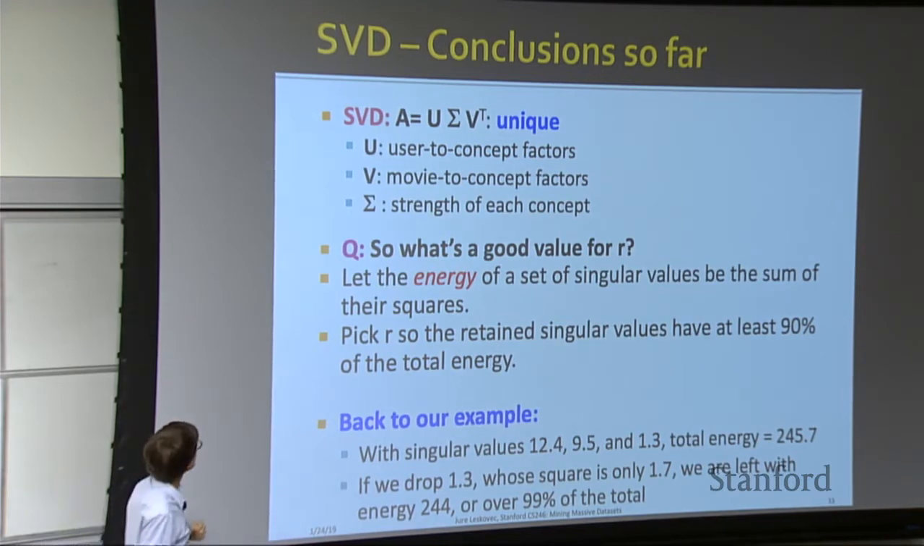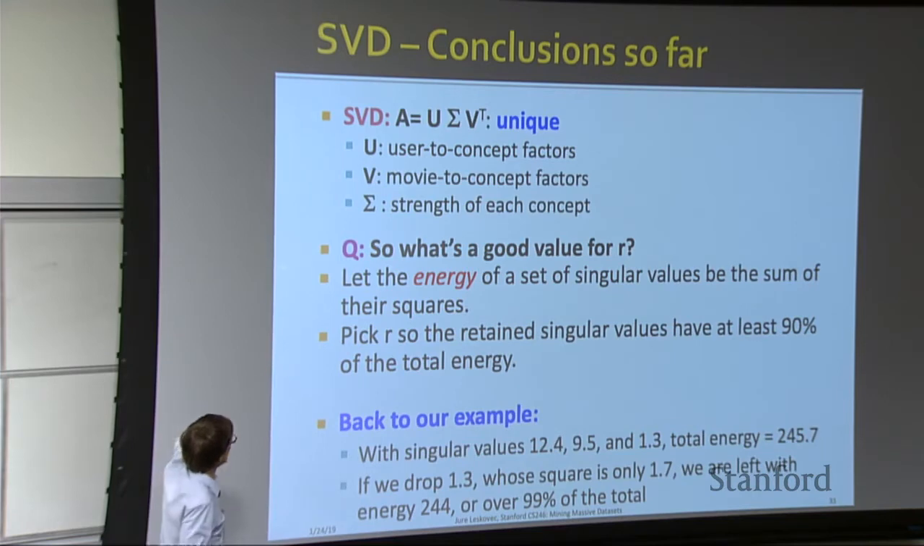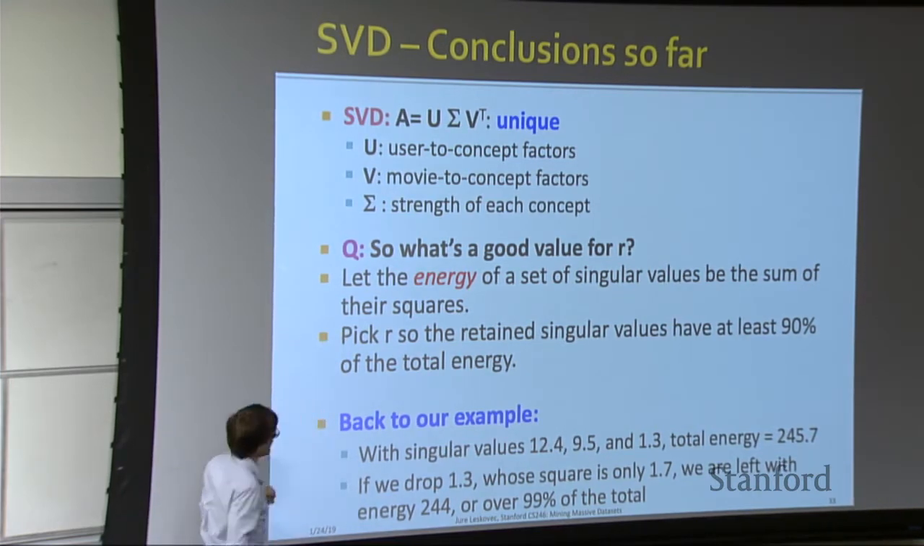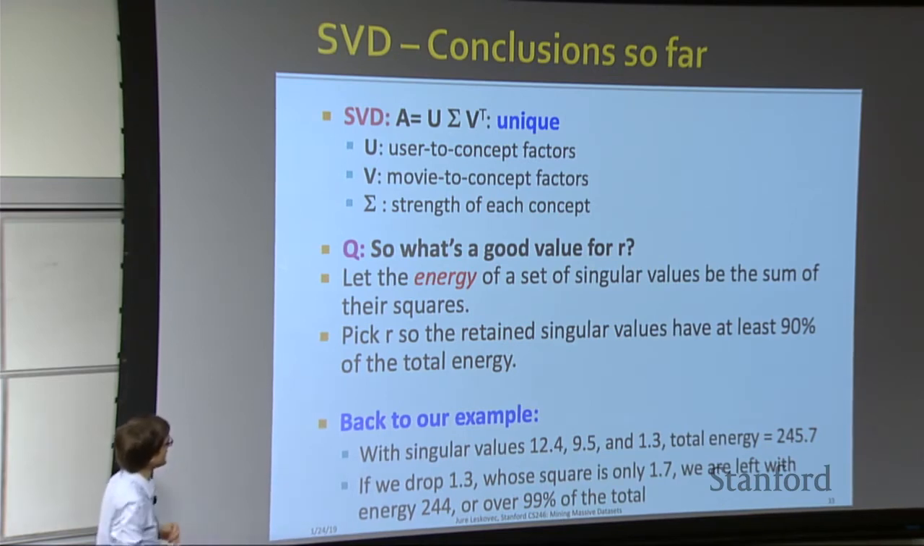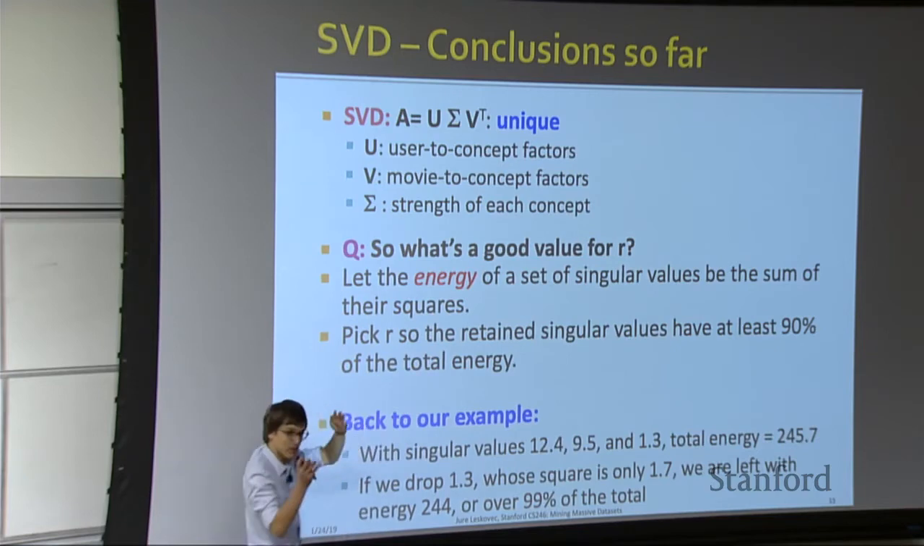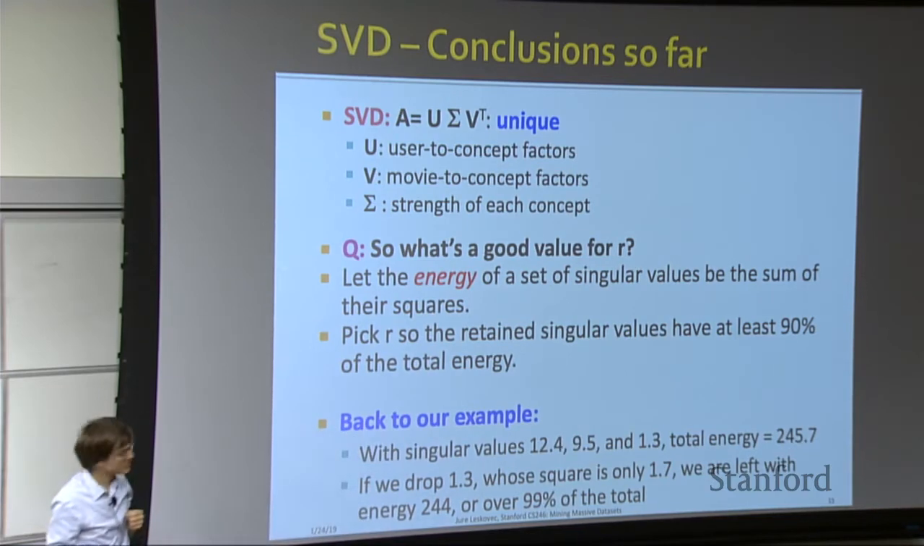So what did we learn so far? We learned that SVD is unique. We learned what the rank of the matrix R is, and we will talk more about how you select the number of dimensions in which you want to project.